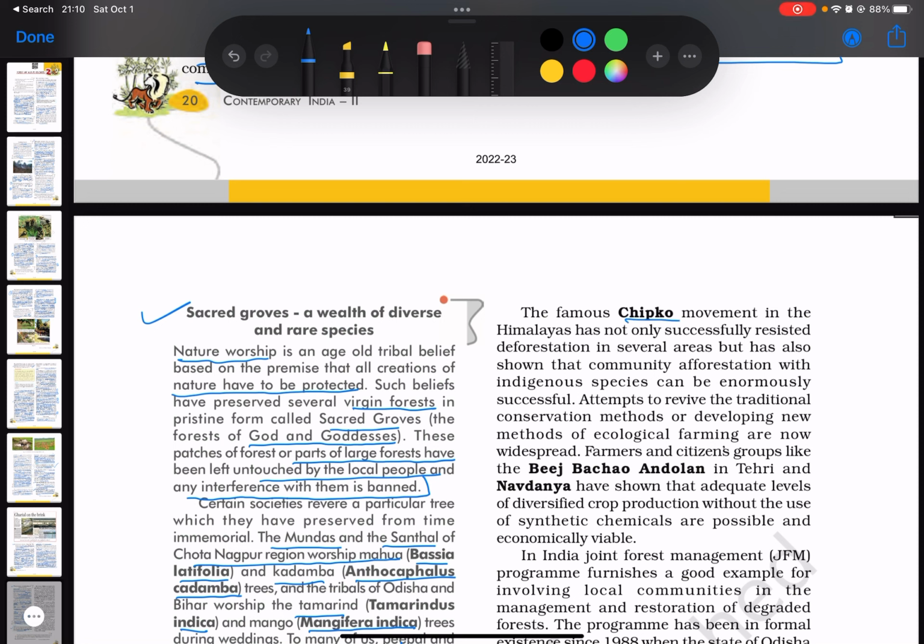So the famous Chipko movement in the Himalayas has not only successfully resisted deforestation in several areas, but has also shown that the community afforestation with indigenous species can be enormously successful. Attempts to revive the traditional conservation methods or developing new methods of ecological farming are now widespread. Farmers and citizen groups like the Beej Bachao Andolan in Tehri and Navdanya have shown that adequate levels of diversified crop production without use of synthetic chemicals are possible and economically viable.